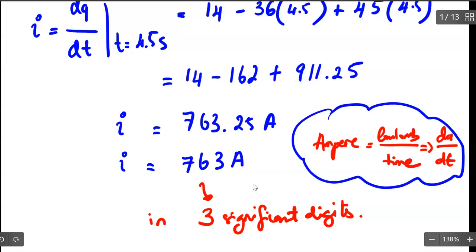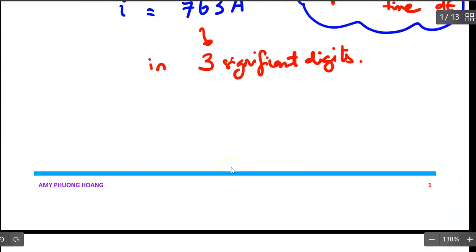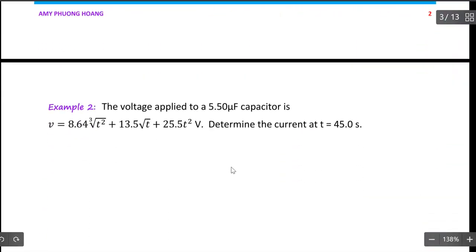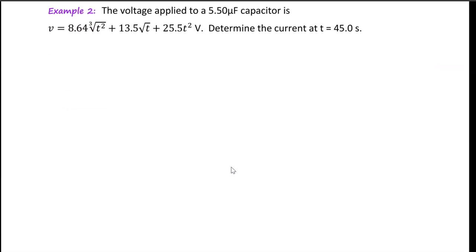All right, let's move on to the next example. The next example I have here is the voltage applied to a capacitor, and this is microfarad. Here is the unit for this capacitor. Given V equal to this equation, determine the current at the time t equal to 45 seconds.